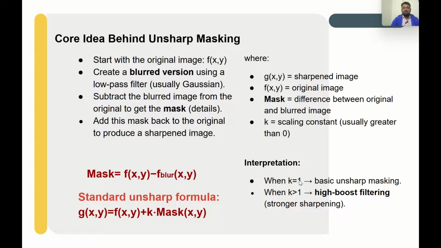When k is equal to 1, it gives you unsharp masking, and when k is greater than 1, that is a new term called high boost filtering. We are applying high boost filtering in this case. Stronger sharpening will be the result. So it depends on you what the k value is. Now let's see the numerical.